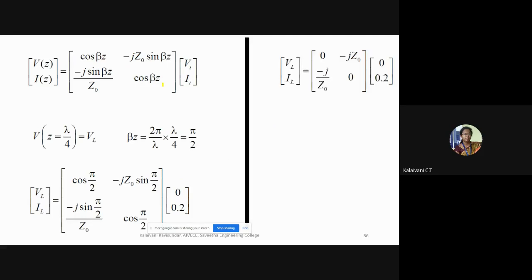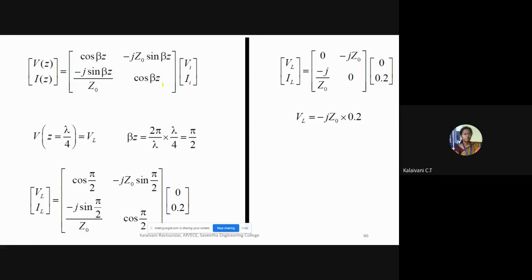Now cos pi by 2 value is 0. Sin pi by 2 value is 1. So substituting that, we will get this equation. VL by IL is equal to 0, minus j Z naught, minus j by Z naught, 0, into 0.2. Now solve this to find the equation of VL and IL. We'll get the answer. So VL is equal to minus j Z naught into 0.2.